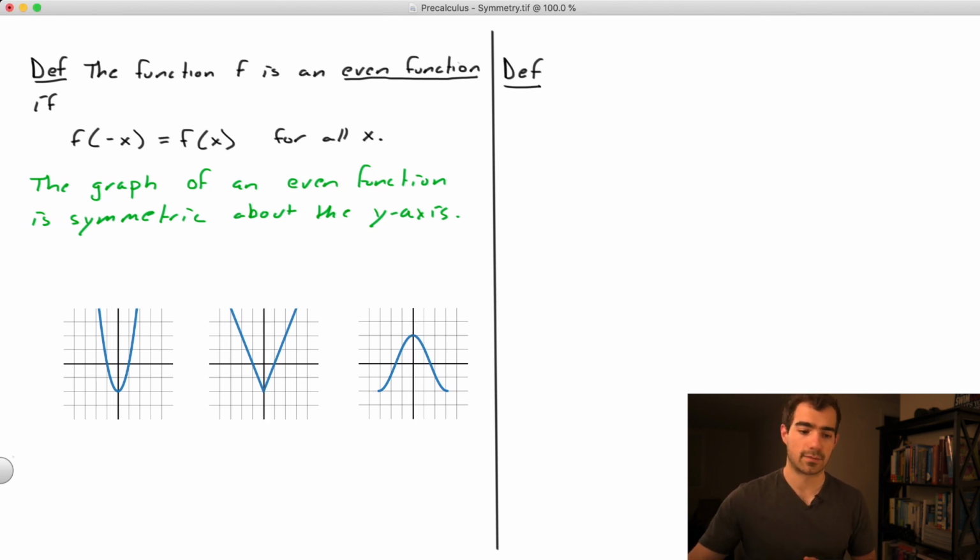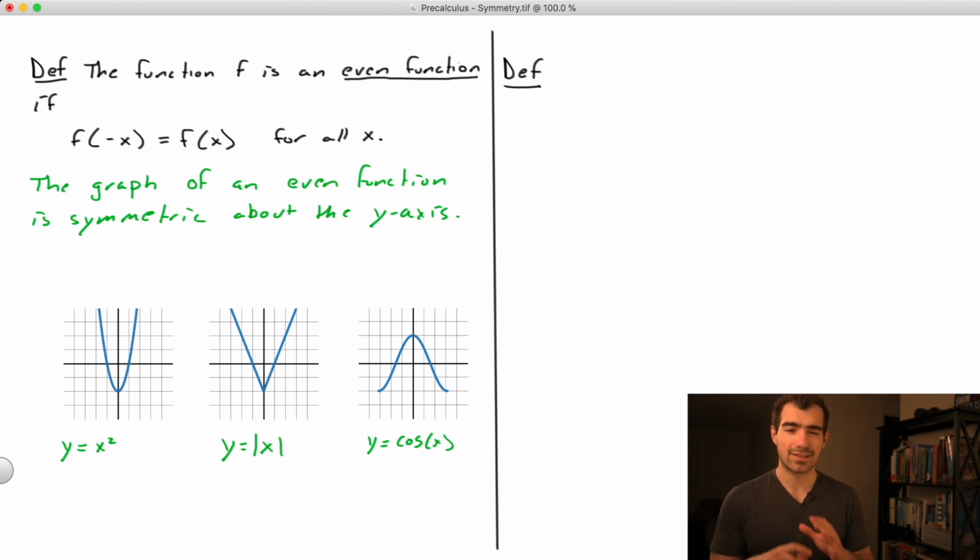Now this piece isn't terribly important just yet, but this represents y is equal to x squared, or a variation of y is equal to x squared. This represents a variation of y is equal to the absolute value of x, and this represents a variation of y is equal to cosine of x restricted to a certain domain. Those details aren't terribly important yet, but this is really just to give some examples of what types of functions might be even, as we can notice based on the shapes of their graphs.